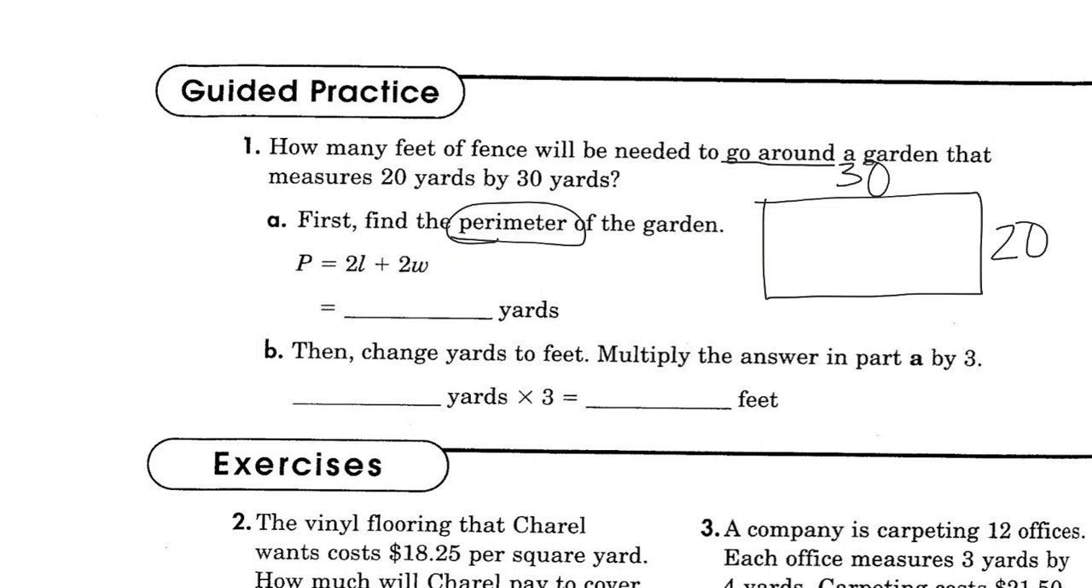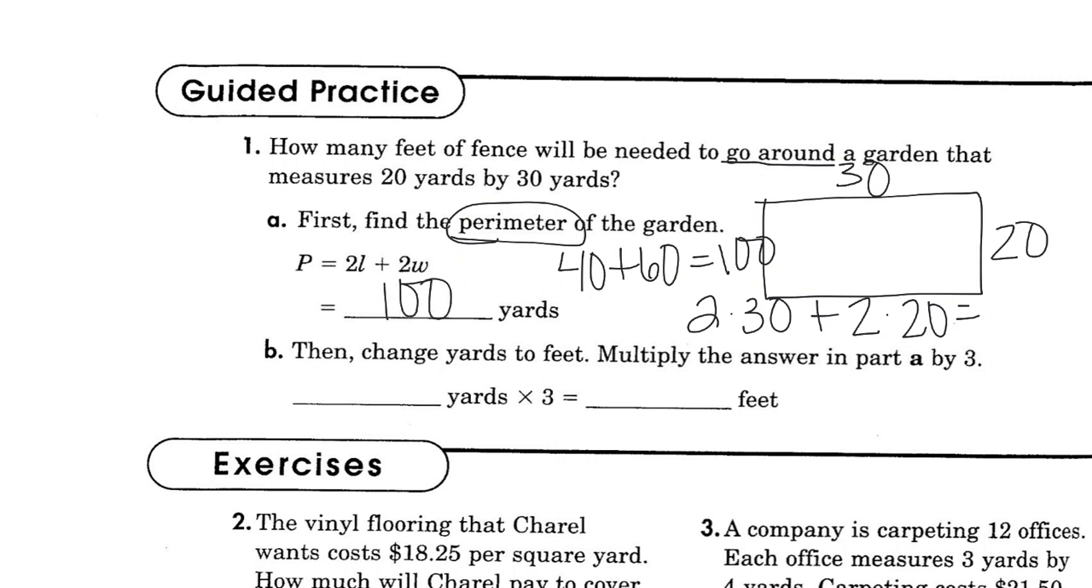And its perimeter equals 2L plus 2W because it's a square or four-sided figure. So if I take 2 times 30 plus 2 times 20, that is a 40 plus 60, which equals 100. So this equals 100 yards. It says, then change the yards to feet. Multiply the answer in part A by 3. So I'm going to take my 100 yards. I'm going to multiply by 3, and I'm going to get 300 feet. So it needs 300 feet of fence to go around my garden.